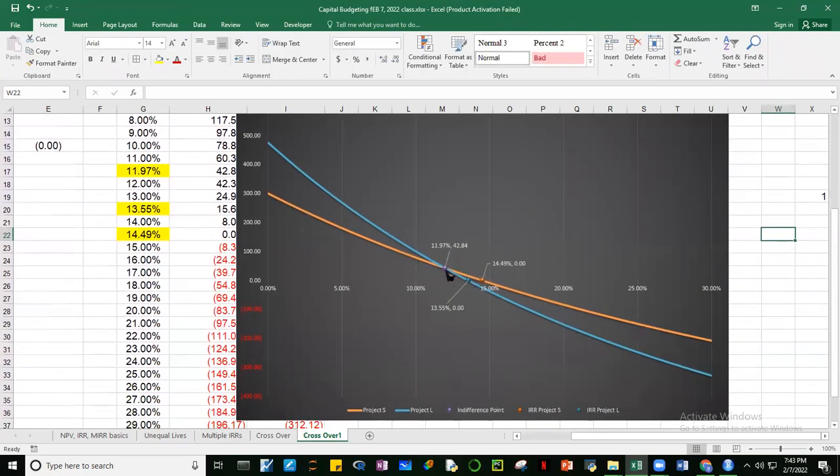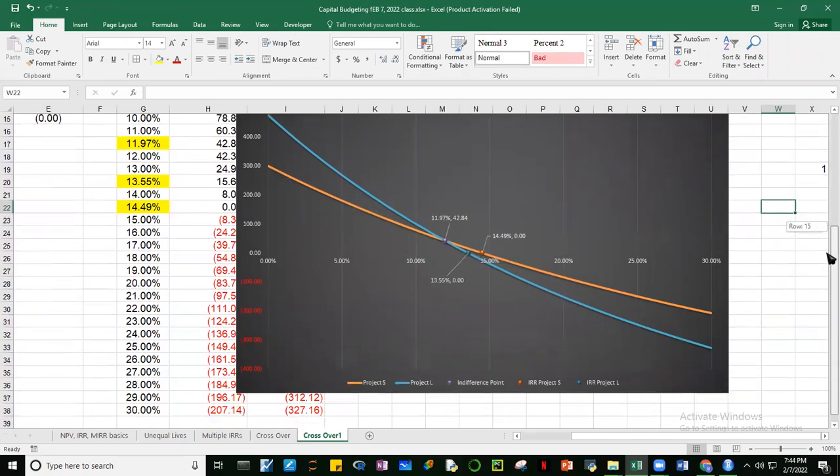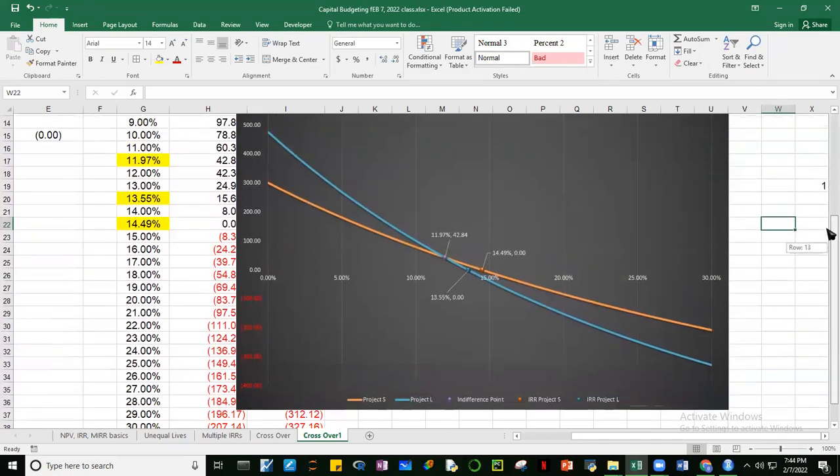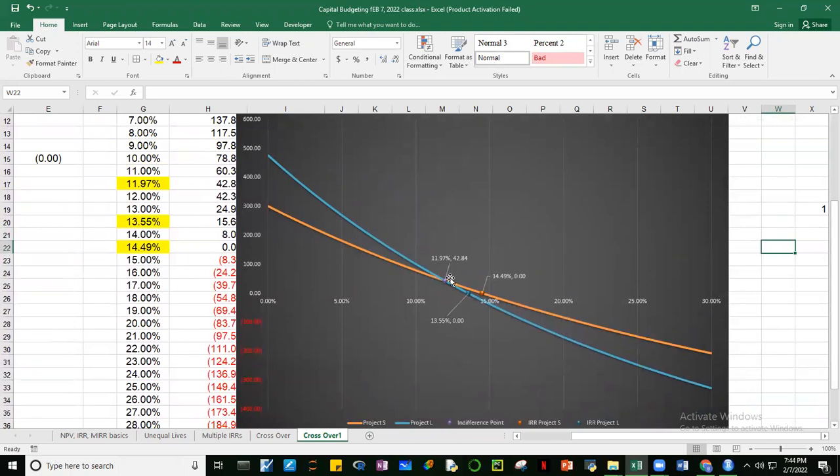Alright, if you take a look at this one, guys, this is the indifference point: 11.97% and an NPV of 42.84. To the right of this, below 11.97%, we would be better off choosing Project L, the blue one. If the weighted average cost of capital is less than 11.97%, choose Project L. If it is greater than 11.97%, then choose Project S, because S has a higher NPV than Project L.